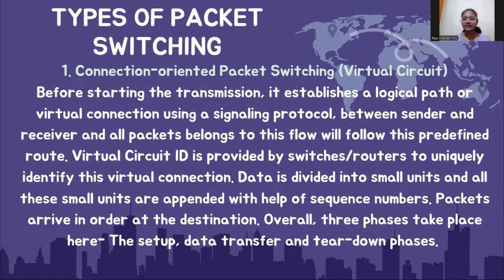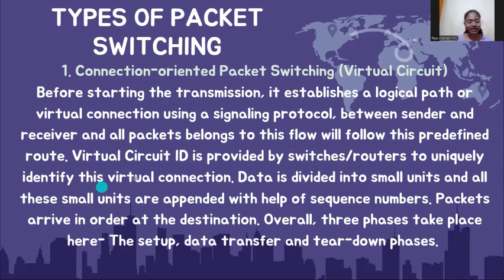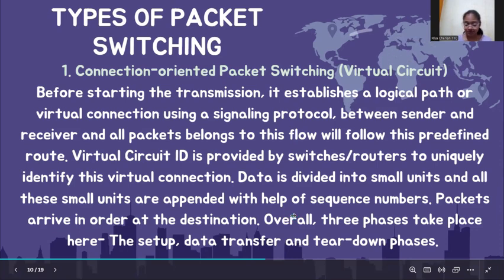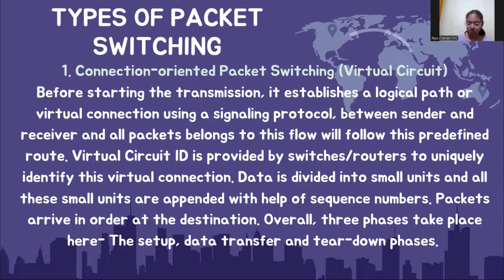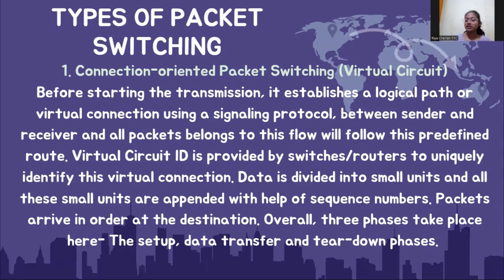So now let's briefly look into the topic of virtual circuit. Before starting the transmission, it establishes a logical path or virtual connection between the sender and receiver using a signaling protocol, and all packets belonging to this flow will follow this predefined route. A virtual circuit ID is provided by switches or routers to uniquely identify the virtual connection. The data is further divided into small units, and all these small units are appended with a sequence number. Packets arrive in order at the destination. Overall, three phases take place here: the setup, the data transfer, and the teardown phase.